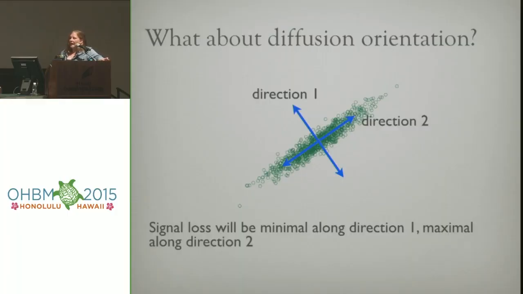If you think about how our signal loss happens, the further you displace, the more signal loss you have. So if you look along direction 1, you are going to lose more signal because the spins have displaced further. Sorry, if you look along direction 2, things are diffusing further, so you're going to lose more signal. If you look along direction 1, things are not diffusing very far, you're going to have relatively little signal loss.